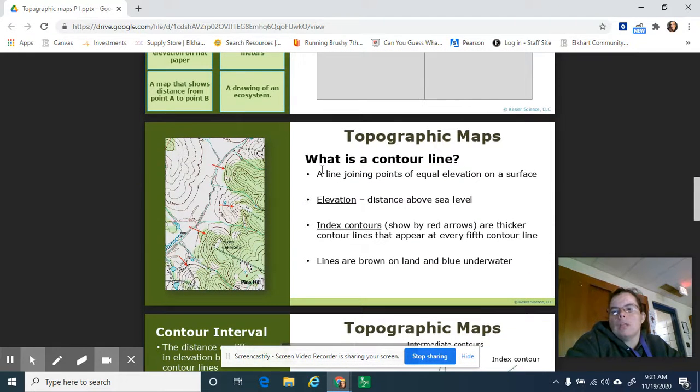What is a contour line? It's a line joining points of equal elevation on a surface. Elevation is the distance above sea level. Index contours, shown by these red arrows, are thicker contour lines that appear every fifth contour line. These lines are brown on land and blue underwater.